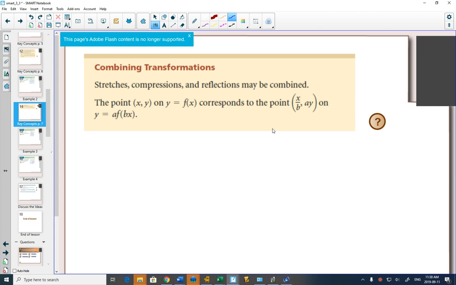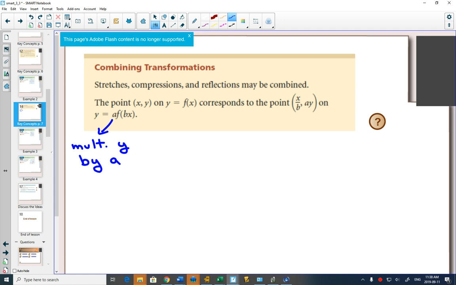First of all, we have an A outside of the function. Because it's outside of the function, does it make sense that that A is going to affect your y values? It's going to do something vertically. And everything that's been vertical so far has been exactly as you would expect. So in this case, with that A, you're going to multiply y by whatever that A value is.